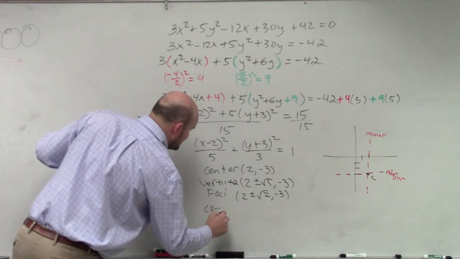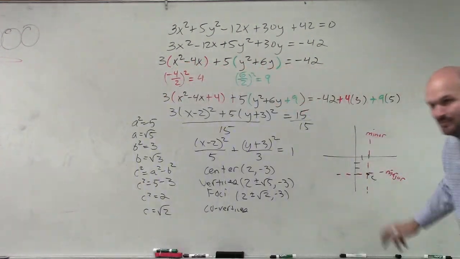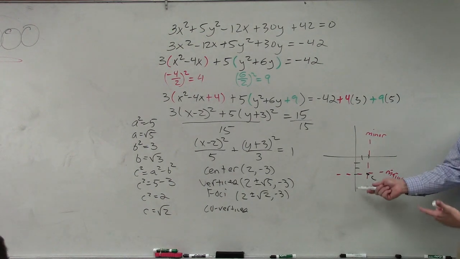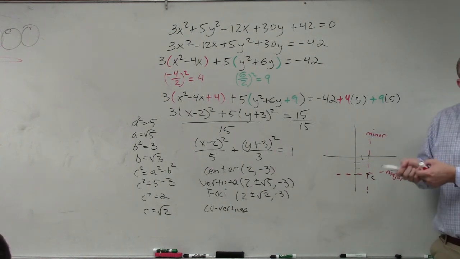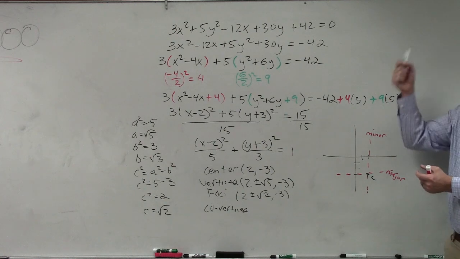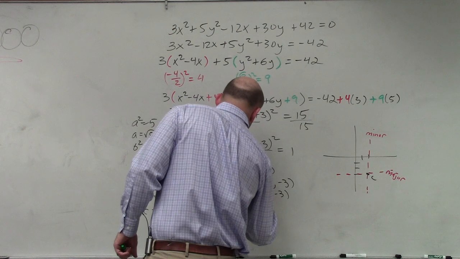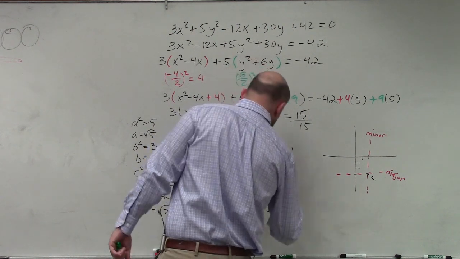And then the covertices are the other way. The covertices are going up and down, right? So I should add the covertices to the y-coordinate of the center. Because remember, covertices are a distance b from the center. So you're adding and subtracting to the y. So that's going to be 2, negative 3 plus or minus the square root of 3.